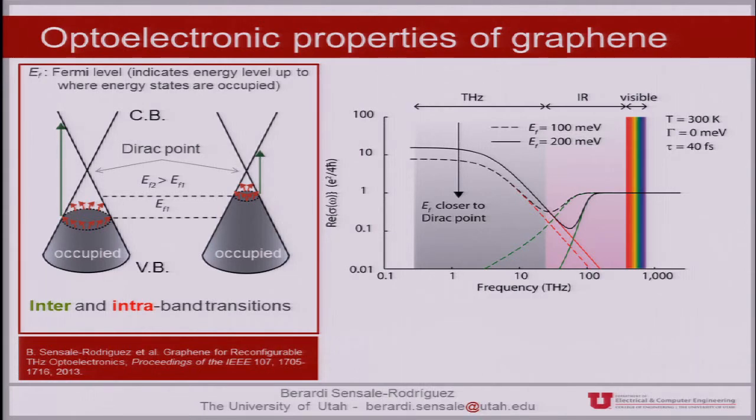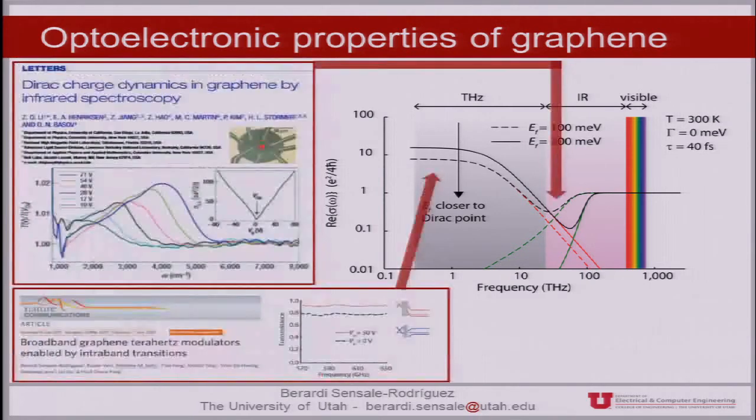And one can see, for instance, in the terahertz range, that as we become closer to the Dirac point, the density of states available for intraband transitions, the number of electrons who can absorb energy and jump to a higher empty electronic state, decreases. Therefore, the optical conductivity decreases. And basically, people have shown the tunability of optical conductivity in all these frequency regions.